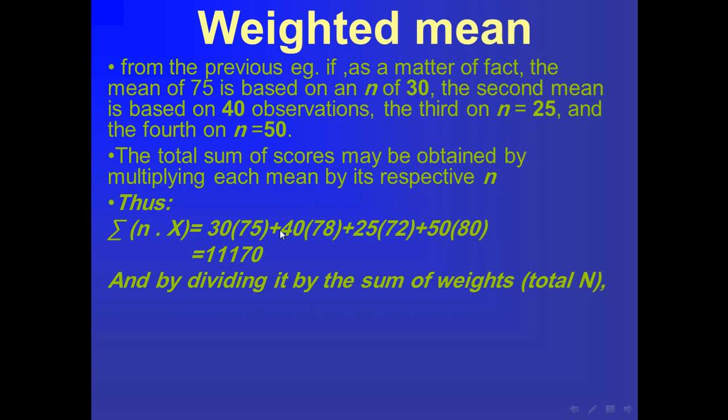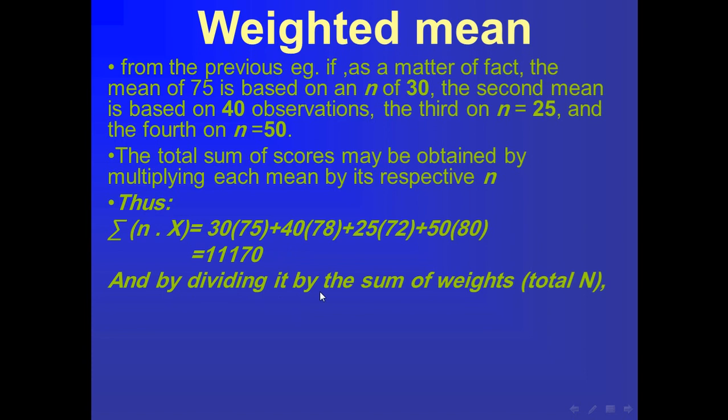So we have to add 40, which is the number of students in class B, multiplied by the mean of the students in this class. And also for the third one, the total number of students was 25, multiplied by the mean of that class. And for the fourth class, the total number was 50 multiplied by the mean of this class, and the final result was 11,170. This is not the weighted mean but the summed number.